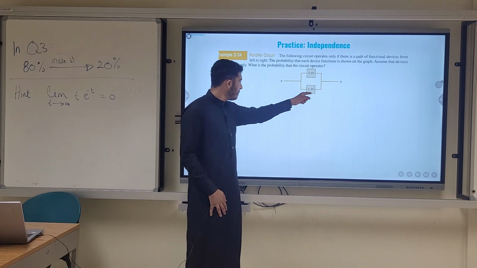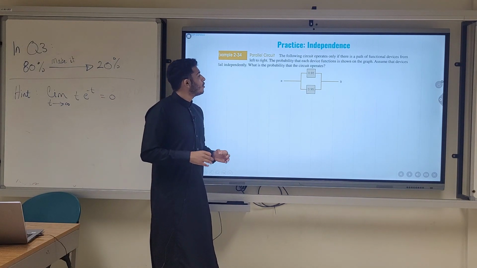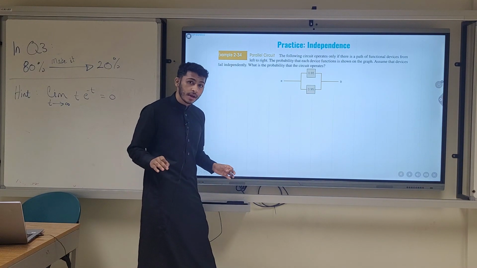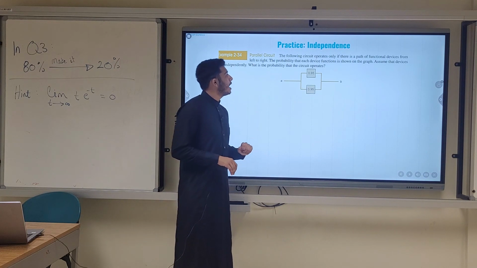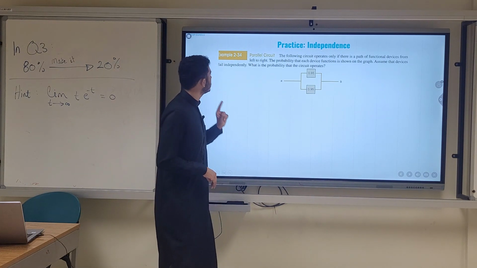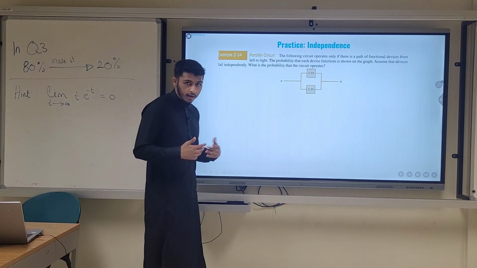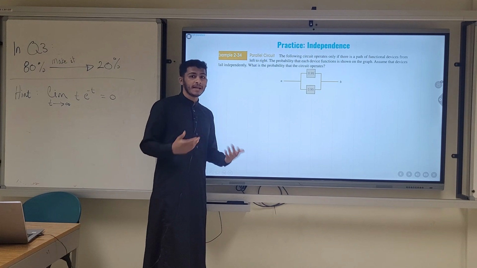So this number here denotes the probability of each of these devices actually functioning. If they fail, the current cannot pass. So this is the probability of them functioning. Now, assume that the devices fail independently. So here we have information that they are independent. We may be able to use the rules of independence here.